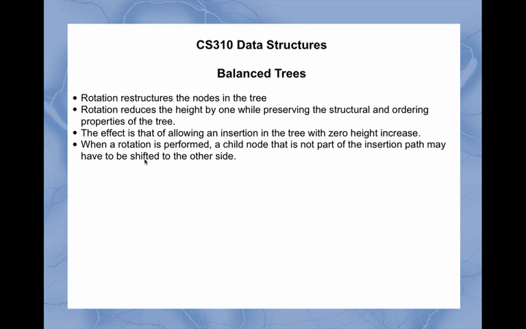So we use rotation to restructure the nodes in the tree, and in doing so, we reduce the height by 1 while preserving the structural and ordering properties of the tree. So the effect here is that you can do a new insertion with a 0 height increase. Also, when a rotation is performed, a child node that's not part of that insertion path may have to be shifted to the other side.